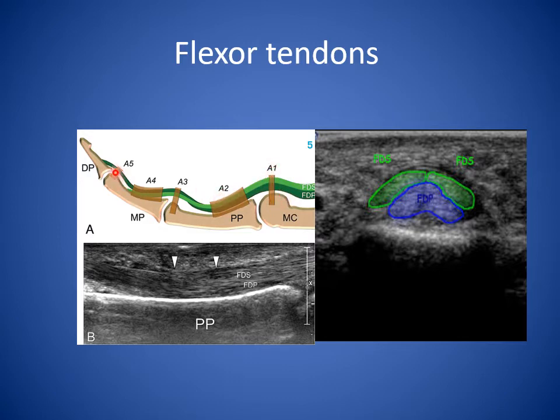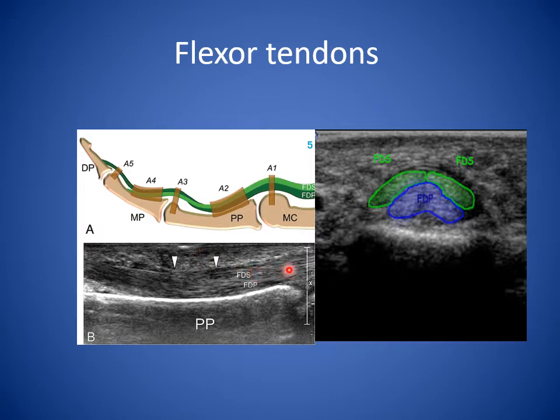There are five pulleys at the flexor region. The A1 pulley is seen near the head, or the side of the head, of the metacarpal bone, followed by the A2 pulley at the proximal phalanx. Then at the region of the head of the proximal phalanx is the A3 pulley, followed by the A4 pulley at the middle phalanx and the A5 pulley at the head of the middle phalanx.